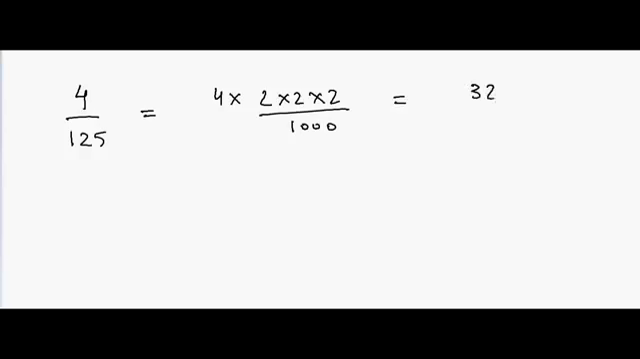Another example will be to divide by 125. If I have 4 and I want to divide by 125, how will I do that? In that case, that will be equal to 4 into 2 into 2 into 2 divided by 1000. So 4 into 8 is 32, so we have 32 and we put a 0 here, so that's our answer.